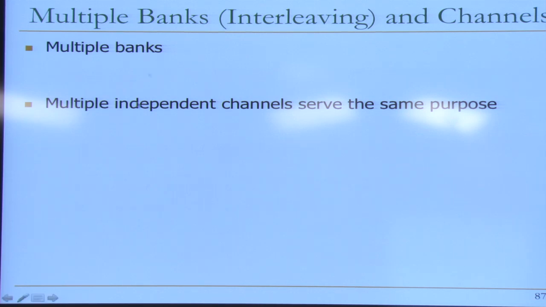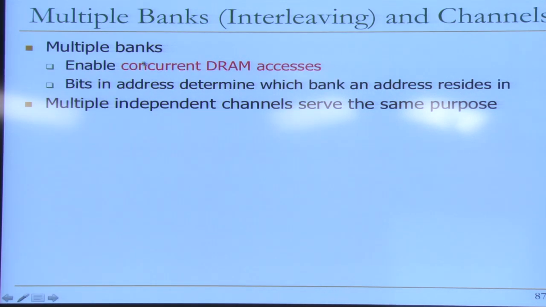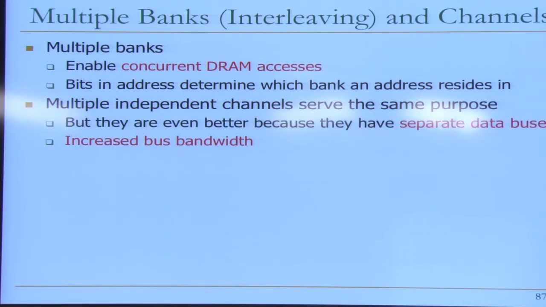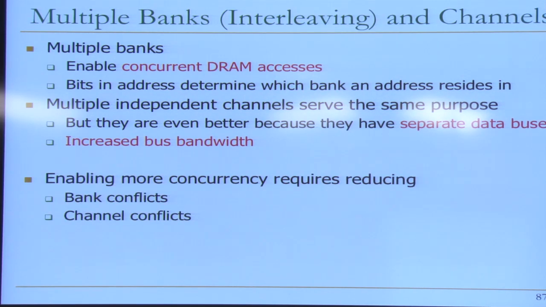OK, I'm going to go through this quickly because we've already covered multiple banks. But multiple banks enable concurrent DRAM accesses. And we already said that bits in the address determine which bank an address resides in. And multiple independent channels serve the same purpose, basically. It gives you more concurrent DRAM accesses. But they're even better because they have separate data buses, right, if you have independent channels. This leads to increased bus bandwidth. You have more bandwidth going into your chip. And enabling more concurrency actually requires reducing the bank conflicts as well as the channel conflicts. Because even if you have multiple channels, you can actually still conflict in the channel, right? And can actually conflict in the bank.